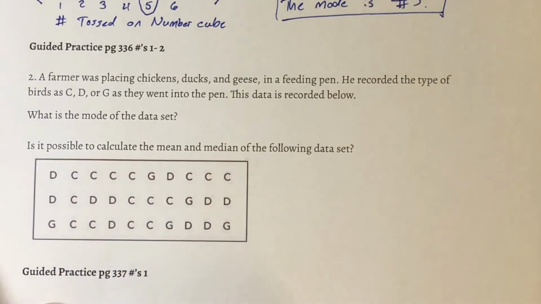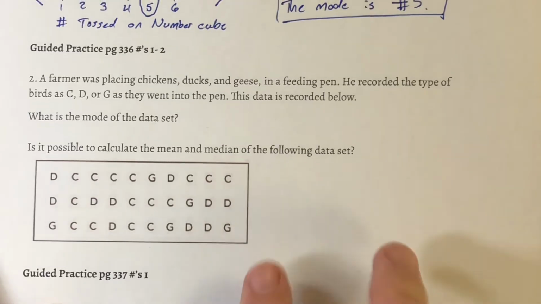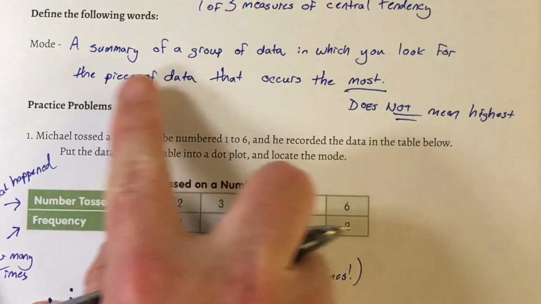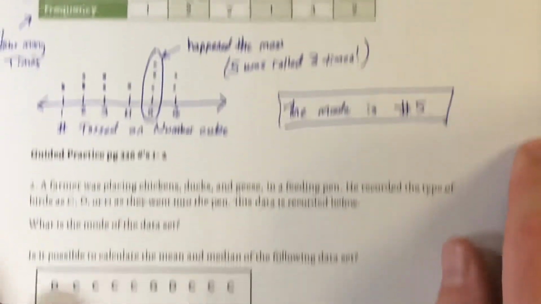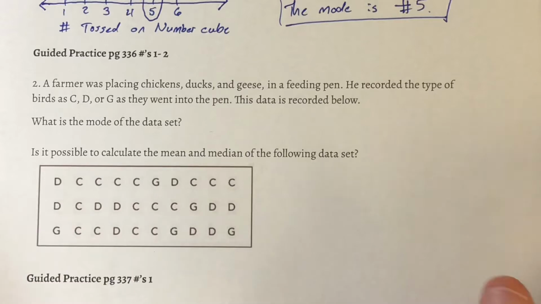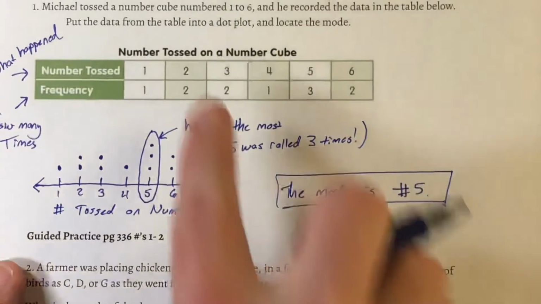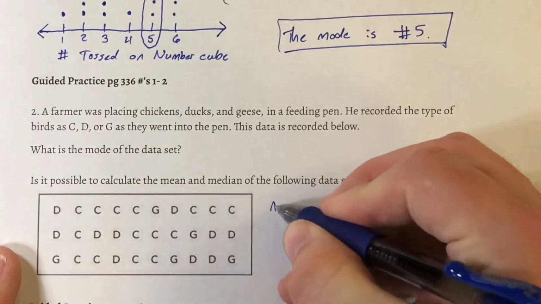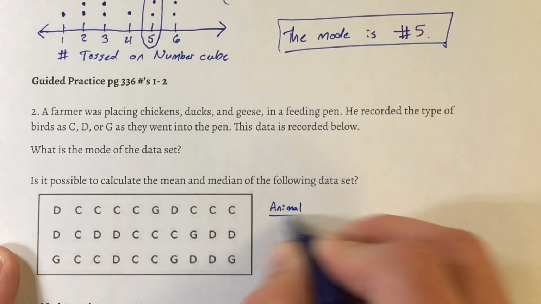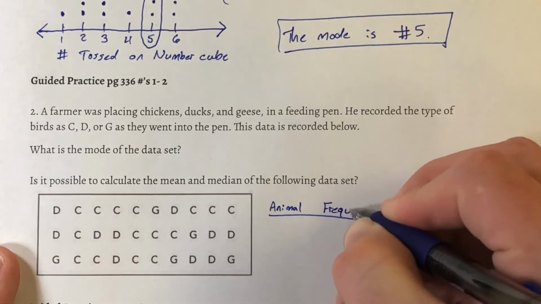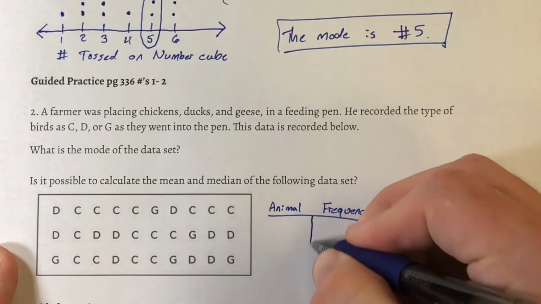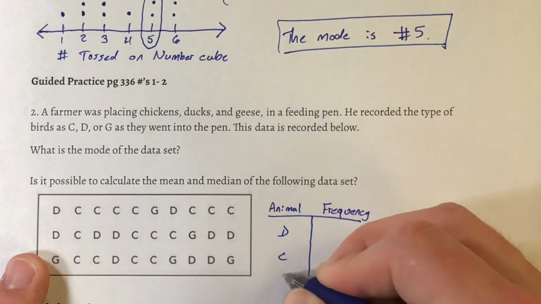You might be saying, well, these aren't numbers. How can I find a mode? It doesn't say number. It just says piece of data that occurs the most. So we're just looking at what happens the most. Do ducks happen the most? Chickens happen the most? Or did he see geese the most? Like, what did he see a lot of as they entered the pen? So we're going to make a quick frequency chart. So we've got our type of animal, and we have how many times it happened. So we have ducks, chickens, and geese.